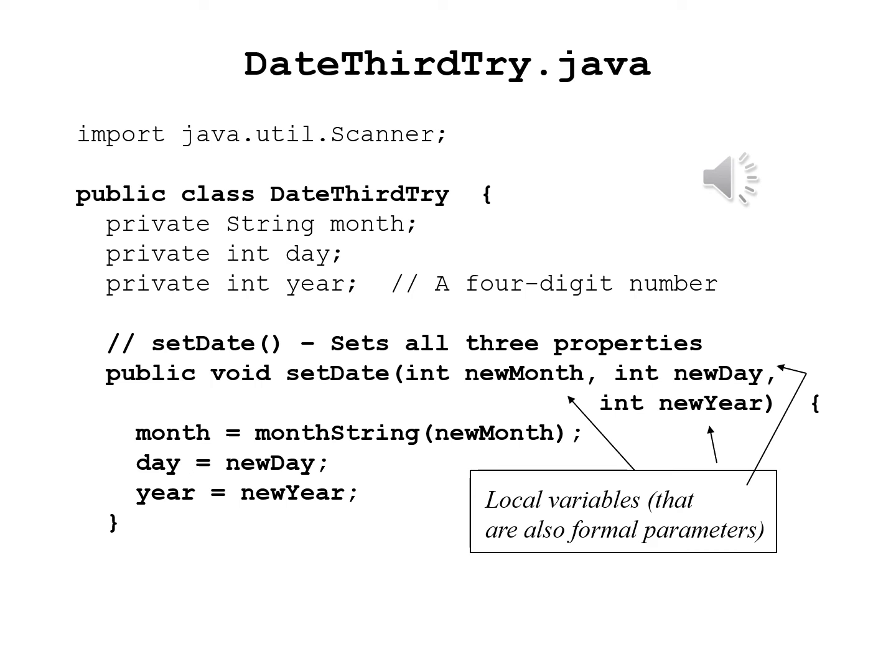Now we have a method setDate that will set proper values for all three of our properties. public void setDate(int newMonth, int newDay, int newYear), and after the closed parenthesis, we have an open brace. month = monthString(newMonth), day = newDay, year = newYear. You can see here the local variables that in this case also are formal parameters, getting their value from whichever method calls them.